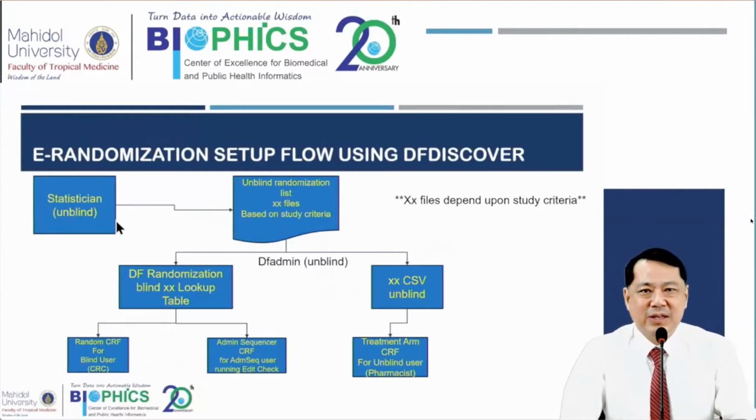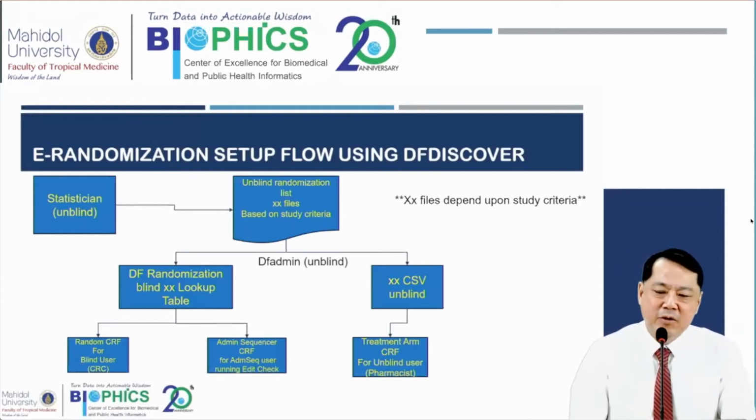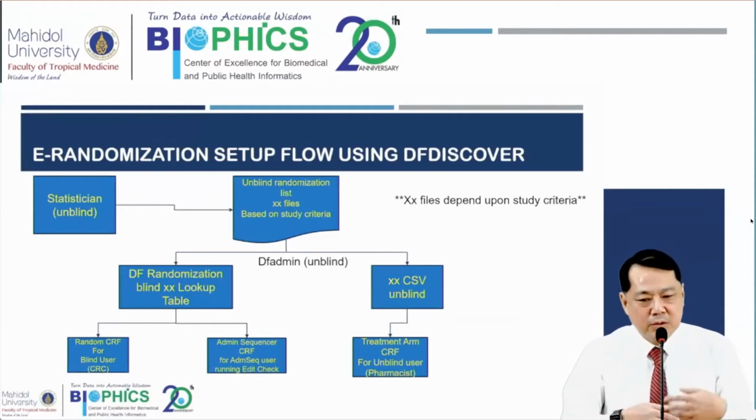So the statistician prepares the unblind randomization list. As I told you, in this particular scenario, it needs only 1 file because our scenario is not that complicated. So we need only 1 file, but I put here XX files because sometimes it depends on the study. If you have multiple sites, or different strata of criteria to be included in this study, suppose you want to split age group or risk group into high risk group and low risk group, the number of randomization lists will be more than 1 file.